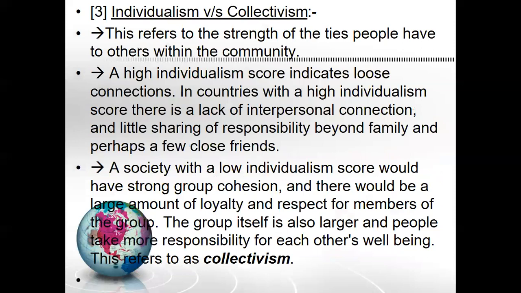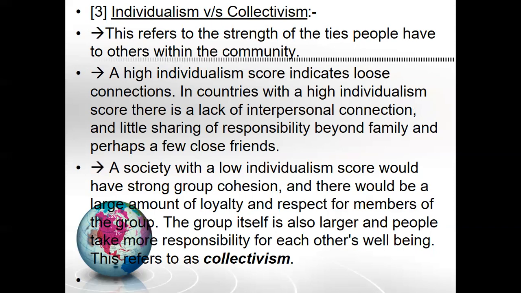Then we have individualism versus collectivism. So it refers to the strength of the people, or the strength of an individual. When we say high individualism score, it indicates loose connections. In a country with a high individualism score, there is a lack of interpersonal connection, little sharing of responsibility beyond family and perhaps a close friend. Individualism is more, so the societal aspects are not taken into consideration.